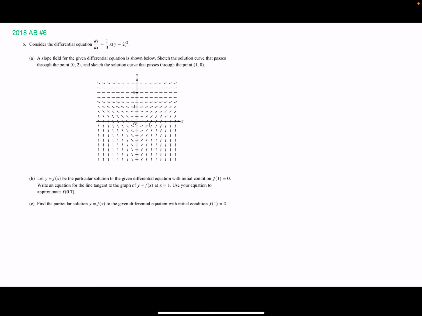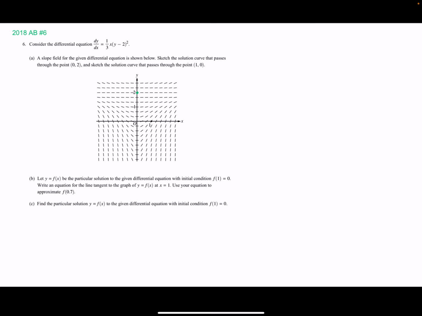2018 Calc AB free response question number 6 has an FRQ in it. Part A is actually one of the easiest things it can ask us to do. It gives us a slope field and asks you to sketch a solution curve that passes through the point (0, 2). I don't know if you noticed, but they put a polka dot there. I'm going to draft the solution curve that goes through this point by following the flow of the field.